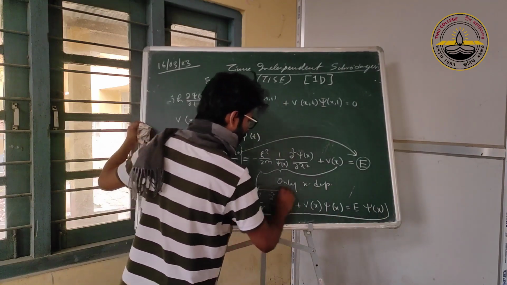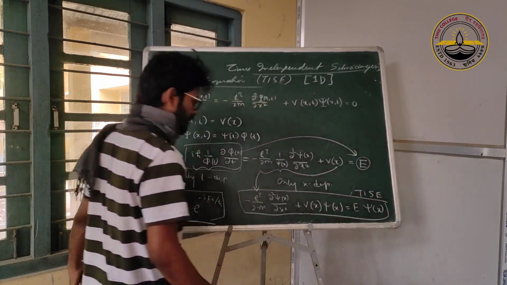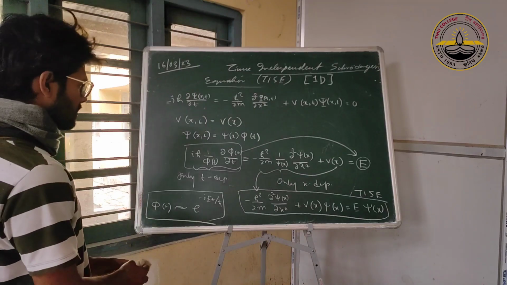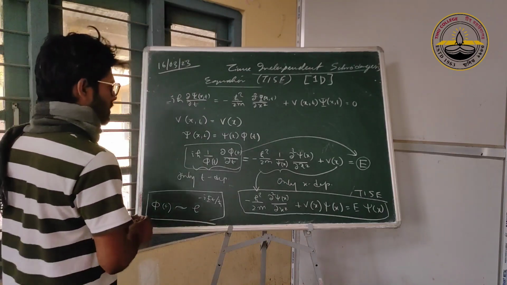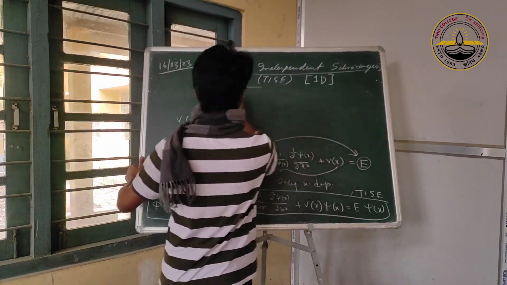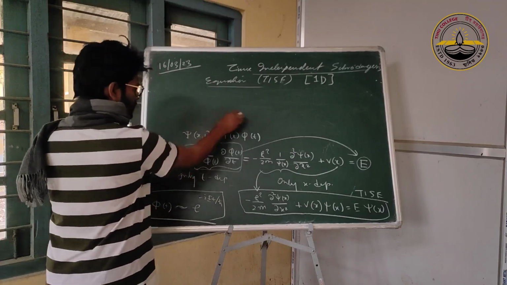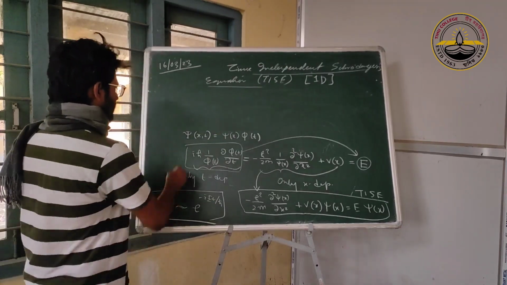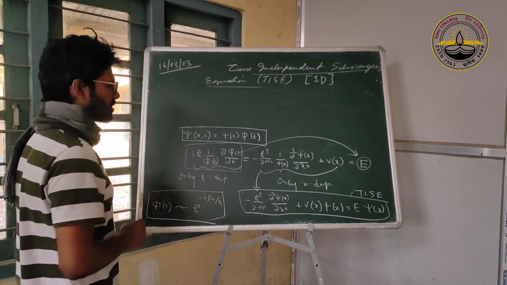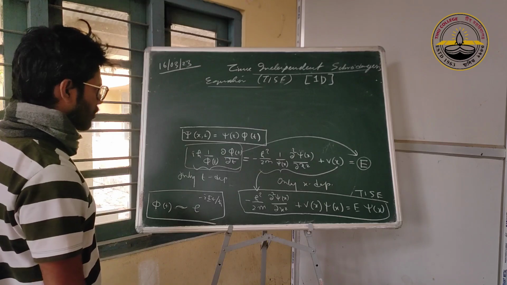And this is our time-independent Schrödinger's equation that we will be solving, okay? And the important part here is what is the justification of this separation? So we will talk about this a little bit because this is important.